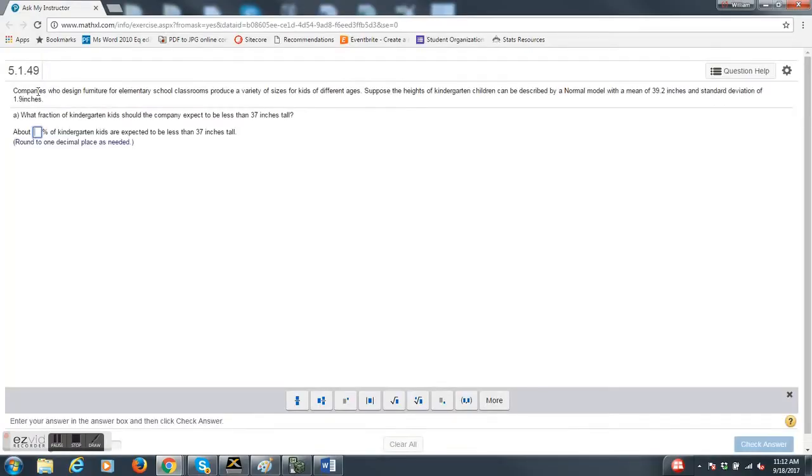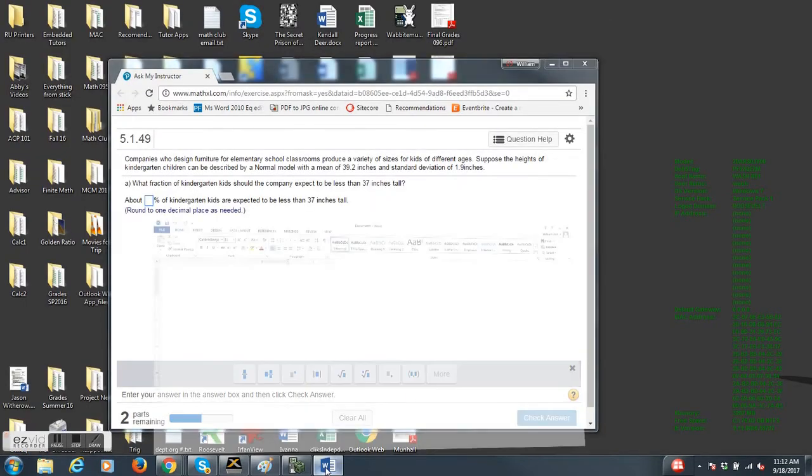This is my question. Companies who design furniture for elementary school classrooms need measurements and sizes. Suppose the heights of kindergarten children can be described by a normal model. So we have the bell curve, with a mean of 39.2 and a standard deviation of 1.9. Let me write all that down here.